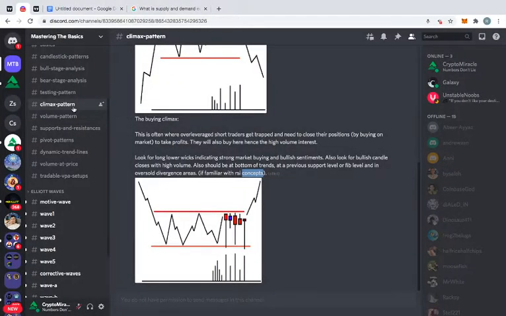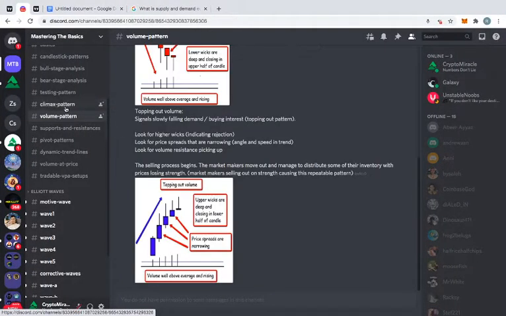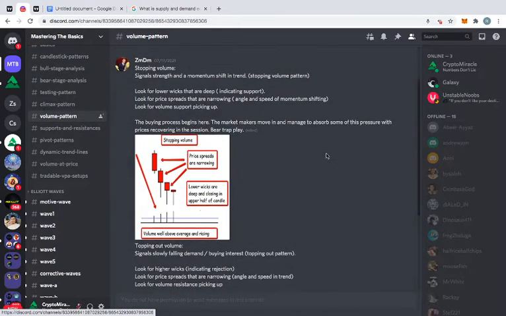Next in the series of this playlist, we're going to talk about volume patterns. So yes, this is going to be a nice strategy to use in the market. This is going to be one of your tradable VPA setups for sure, because it happens all the time.